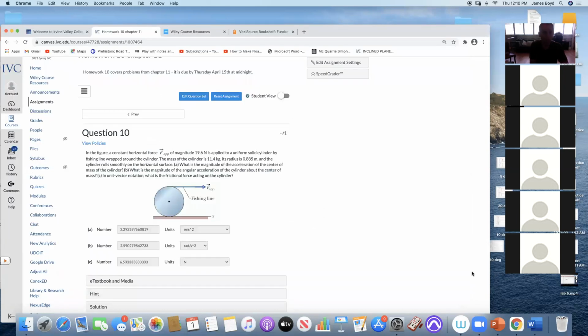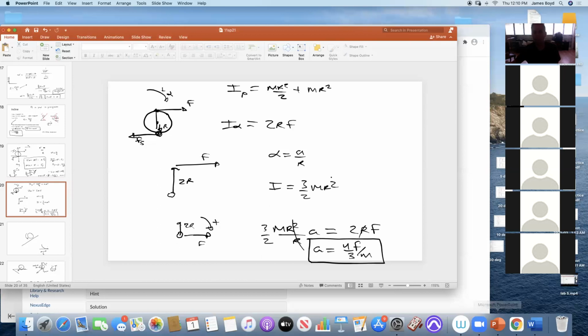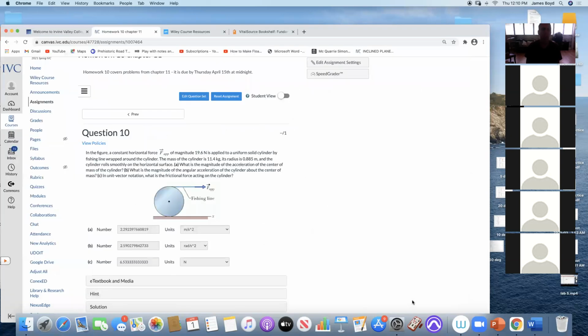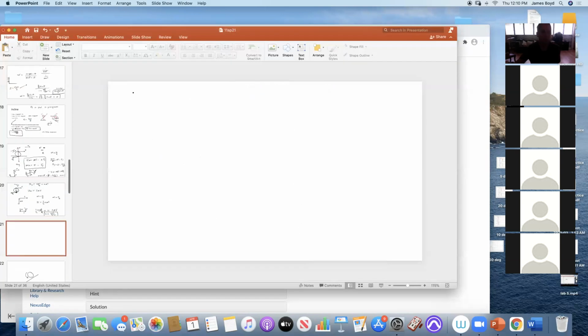Let me make sure that's correct. So 4/3 times 19.6 divided by 11.4. I get 2.29239. Yep. So that is A. It wants the angular acceleration about the center. Well, the angular one is just alpha is A over R. So if I divide this by R, I get alpha. And then it wants Fs. And now Fs, going back to MA is F minus Fs, right? So Fs is equal to F minus MA.